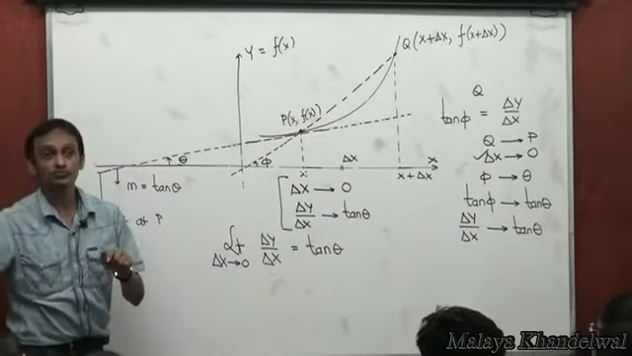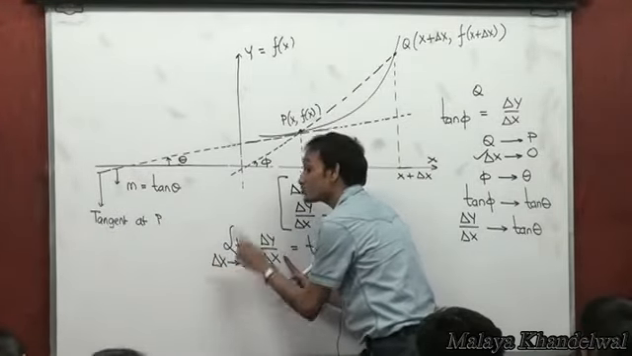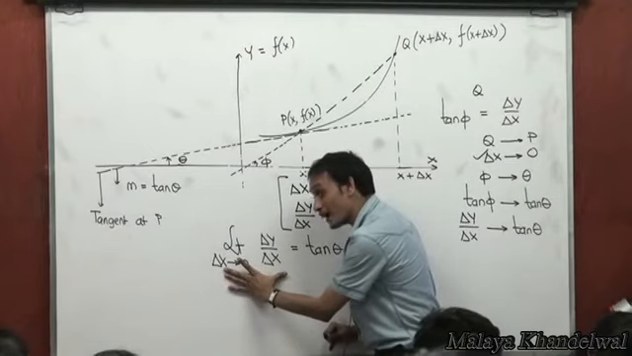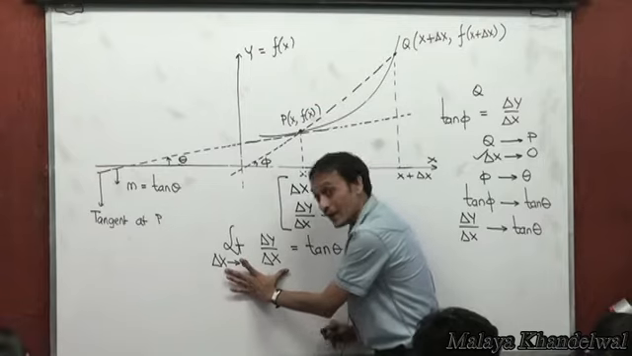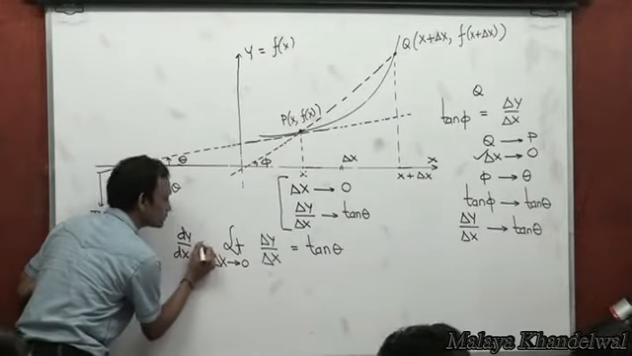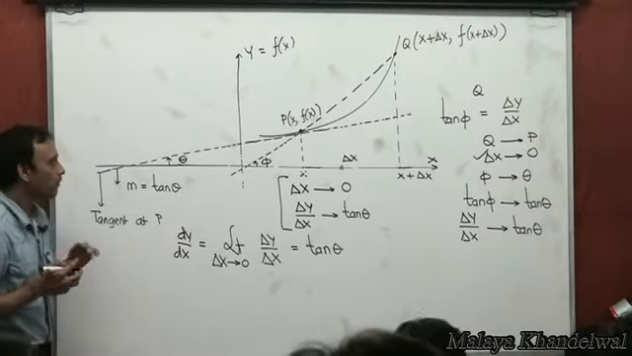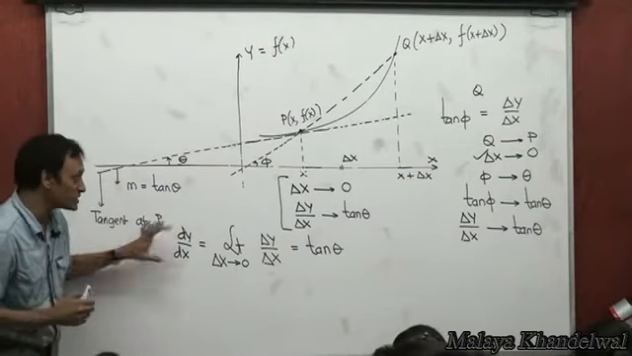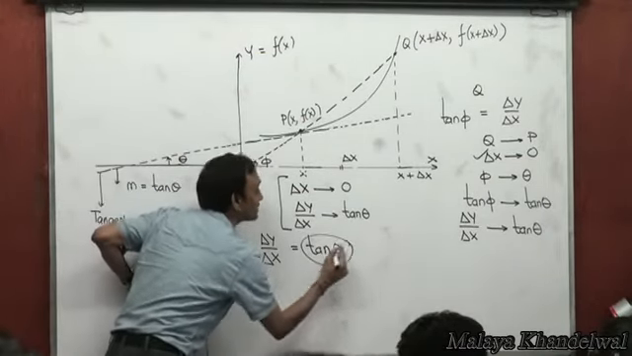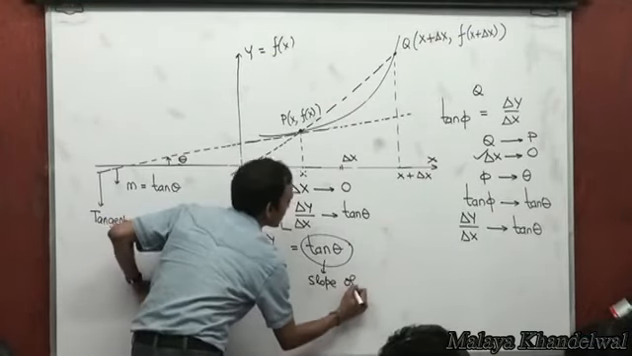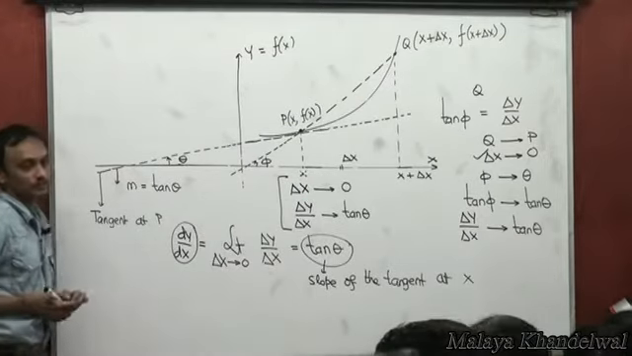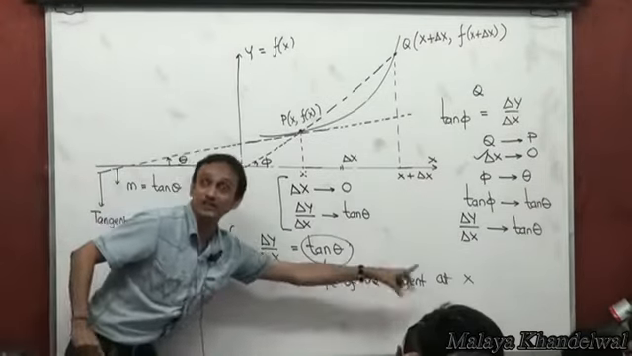Hey, go back to first principles. The limit of delta y by delta x as delta x tends to 0 is dy dx. Is dy dx the instantaneous rate of change of y with respect to x at x, right? So this is dy dx at x. And what turns out then is that the instantaneous rate of change of y with respect to x is the slope of the tangent at x, yes or no? The instantaneous rate of change of y with respect to x is the slope of the tangent at x.